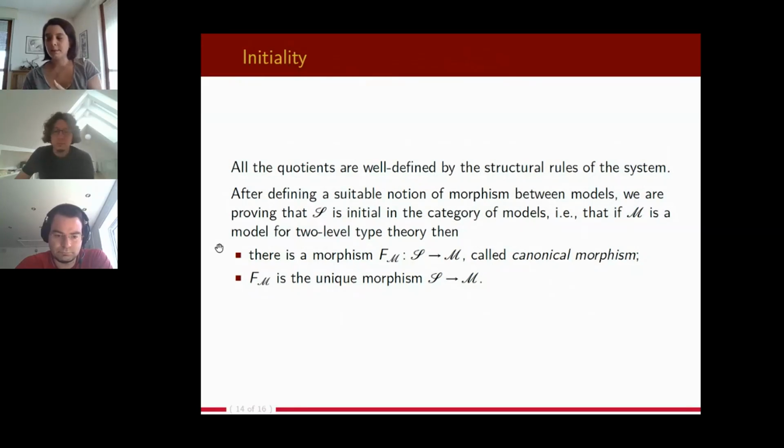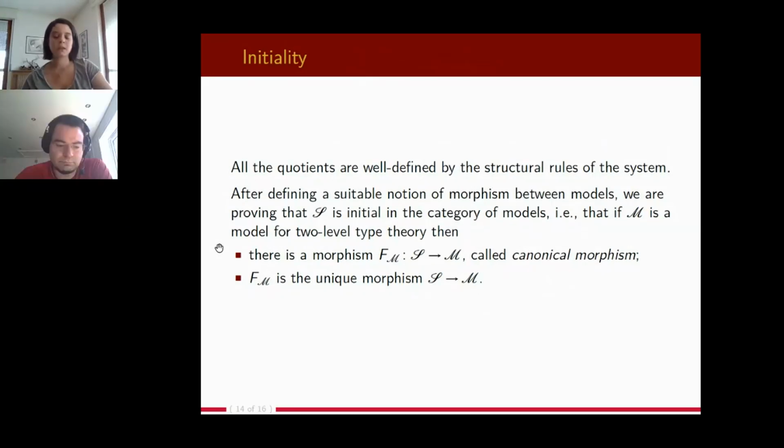So in summary, we have defined in detail a syntax for the system of level type theory, which was only sketched in the original work introducing this system. I've shown you only the most important rules for it. We define a notion of model for this system and a notion of morphism between models. We define the syntactic model and prove that it is indeed a model.